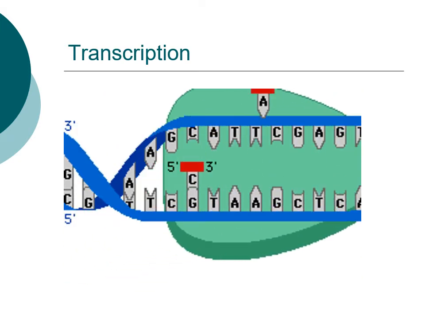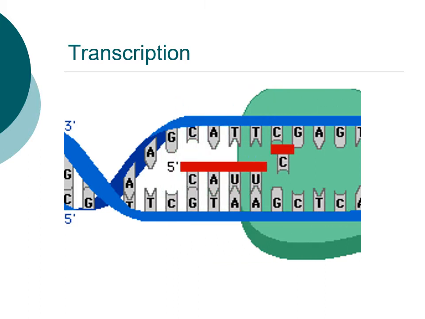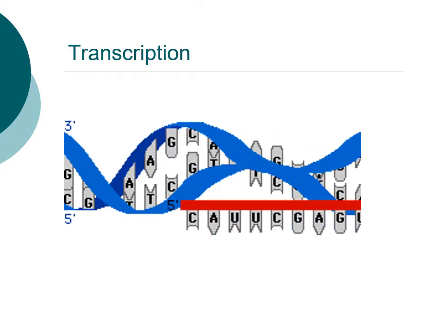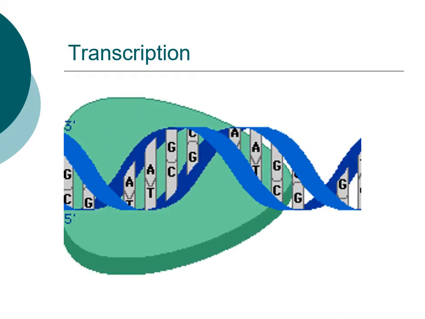So you can tell typically just by the codes if it's DNA or RNA, because if there's T's in there, it's got to be DNA. If there's U's in there, it's got to be RNA.